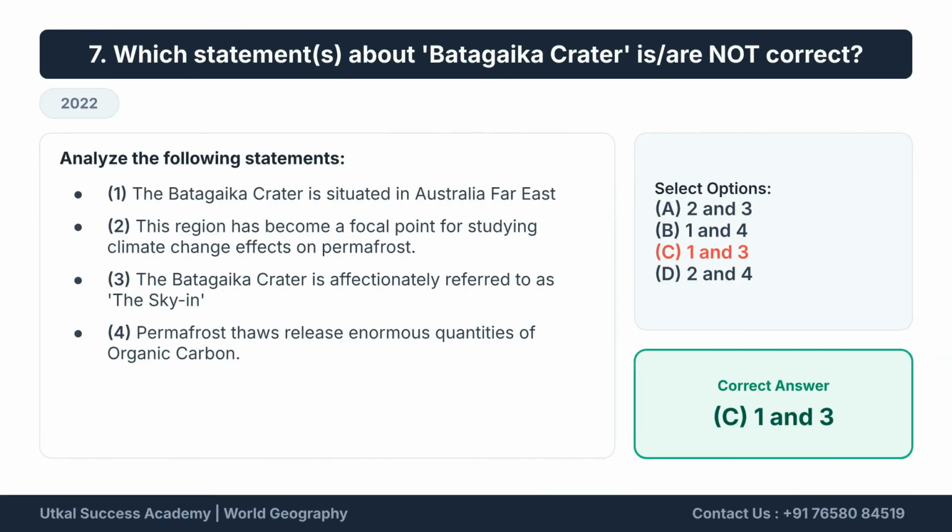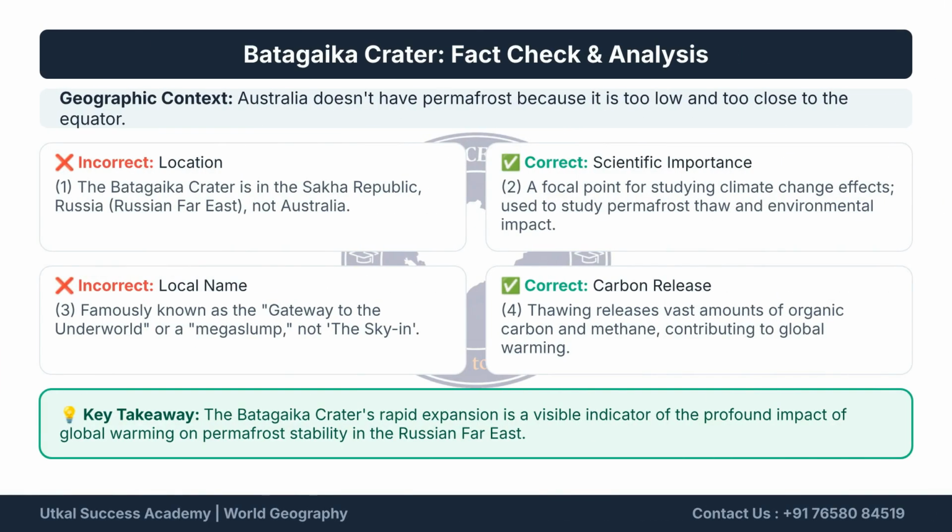Our next question asks which statements about the Bottigheika crater are not correct. Statements 1, concerning its location in Australia, and 3, referring to it as the Sky Inn, are incorrect. Statements 2 and 4 are correct. The crater is a focal point for studying permafrost thaw due to climate change. The thawing of permafrost indeed releases vast amounts of organic carbon, contributing to global warming.